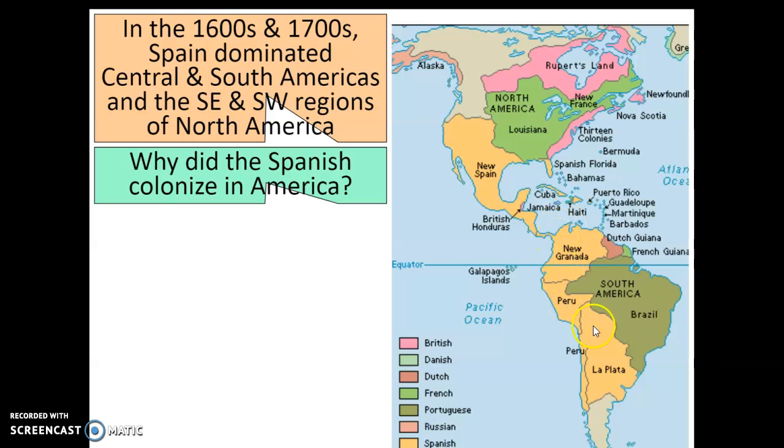You have most of South America, or the western part of South America. You have all of Central America, and then you have modern-day California, all the way up through Colorado and so forth, down through Mexico and North America, and also parts of Florida and the Caribbean.